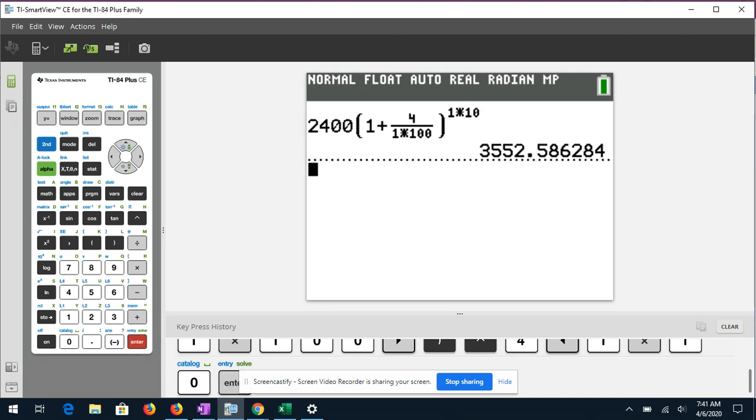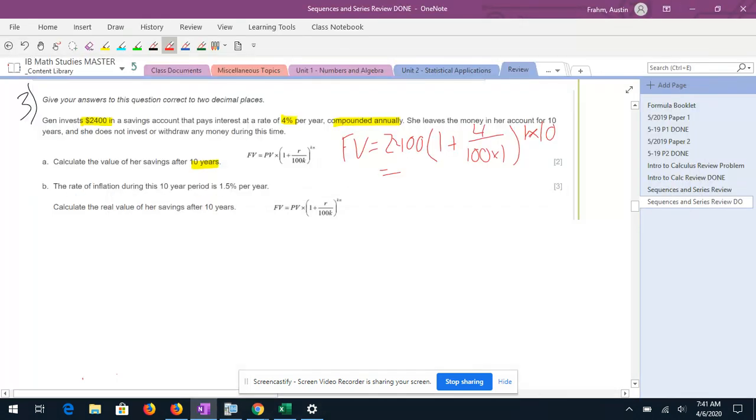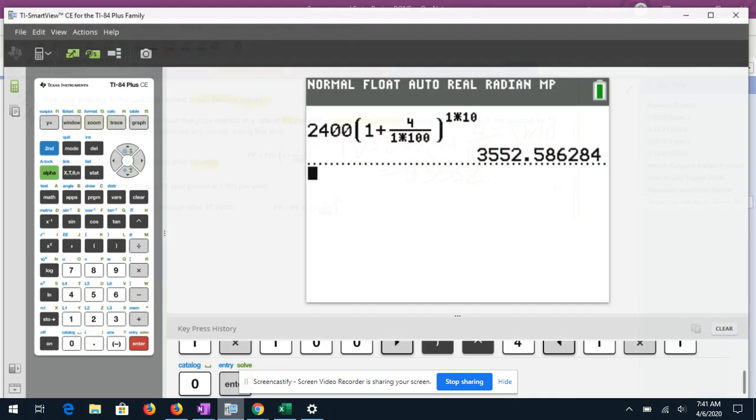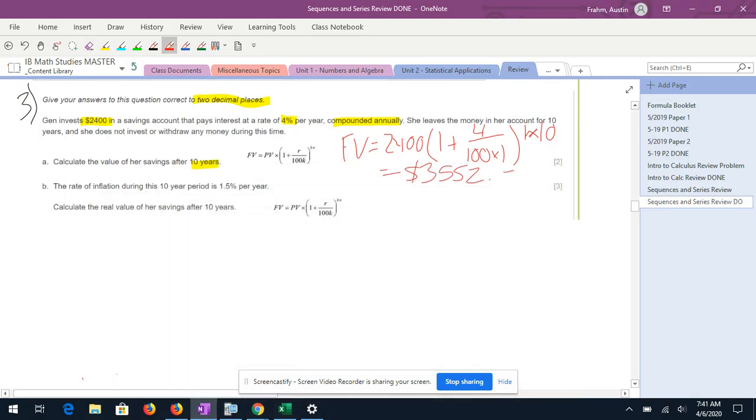So it comes out to be $3,552.59. Notice the directions say correct to 2 decimal places. $3,552.59.